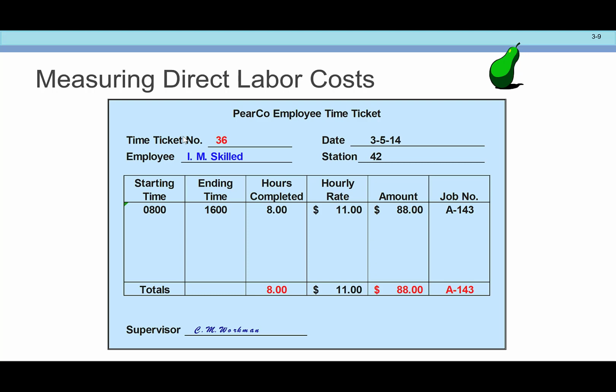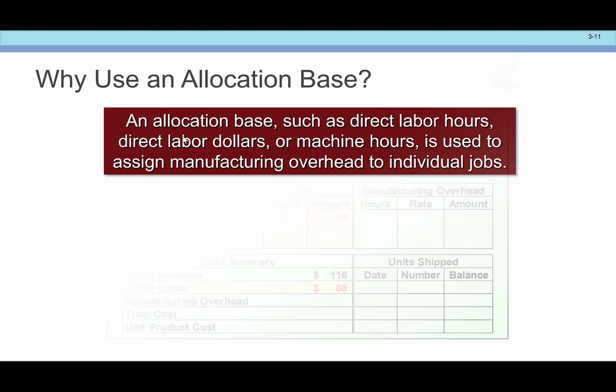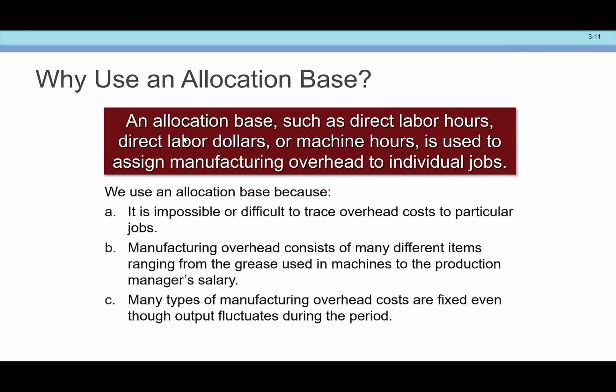I'm slow too. Okay, so $8 per hour, $11 per hour, $88. We enter our labor into the cost sheet, right? Now we do our manufacturing overhead. Now how are we going to do that? Well, we're going to have to apply this. Even though the book says allocate, I don't like using allocate, because allocate takes a fixed number and does what? It allocates it to various aspects, okay? That's not what we're doing.